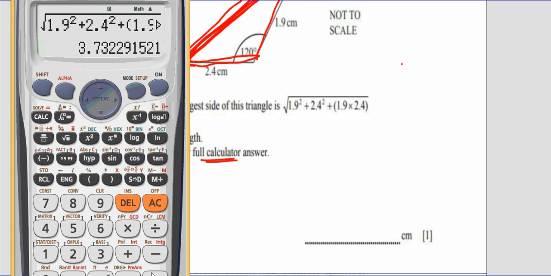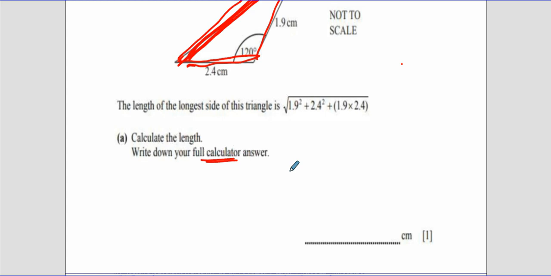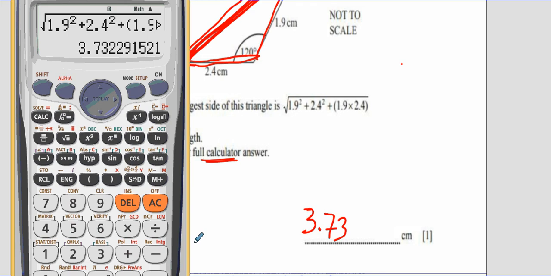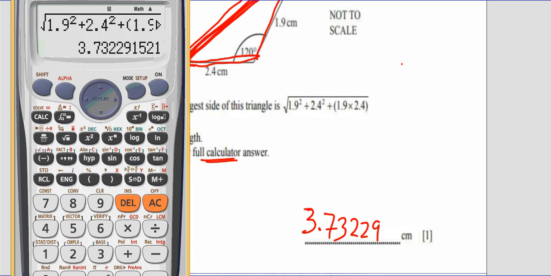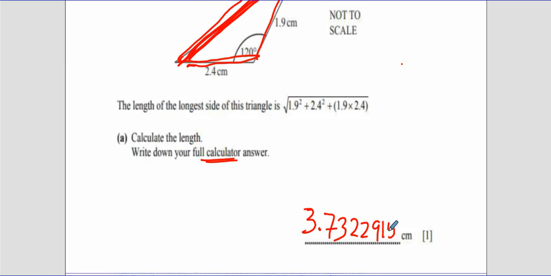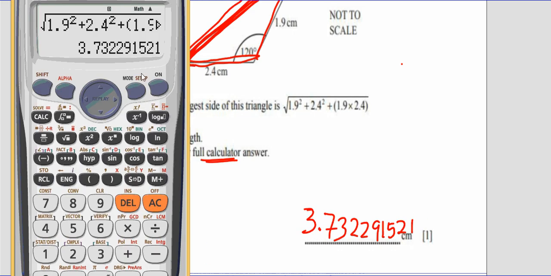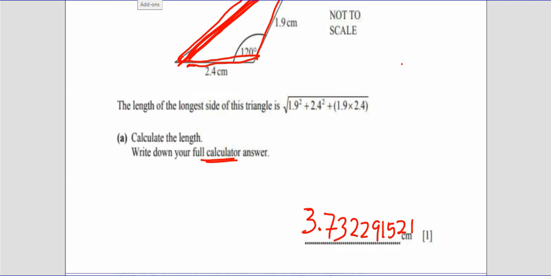So I write the whole thing. 3.732291521. Okay, now what is the next question?